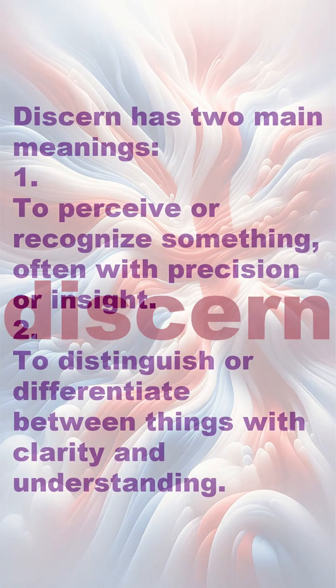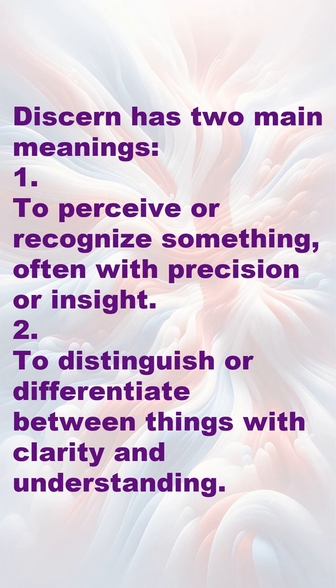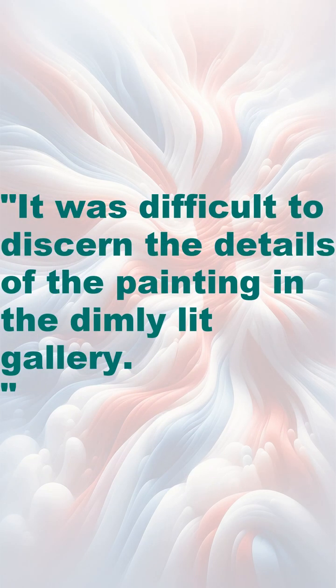Discern. Discern has two main meanings. 1. To perceive or recognize something, often with precision or insight. 2. To distinguish or differentiate between things with clarity and understanding. It was difficult to discern the details of the painting in the dimly lit gallery.